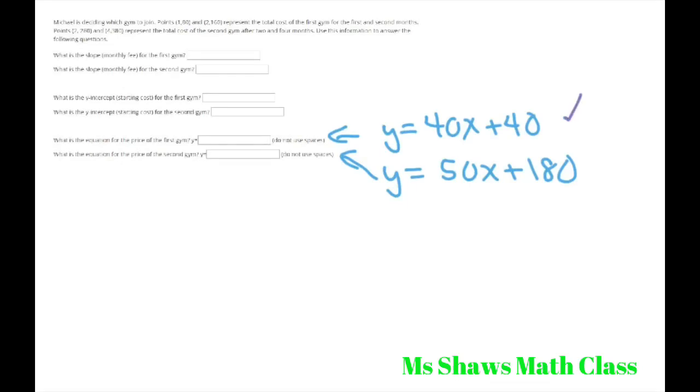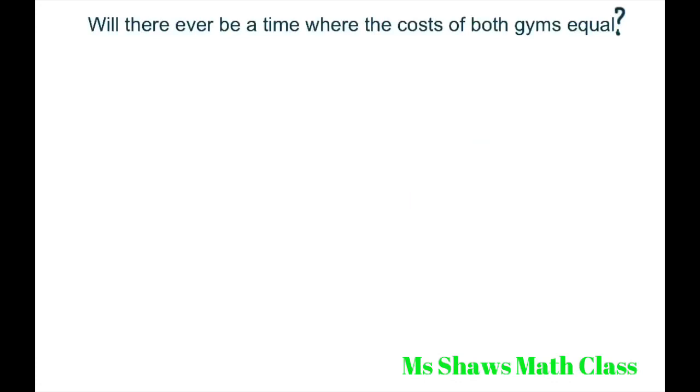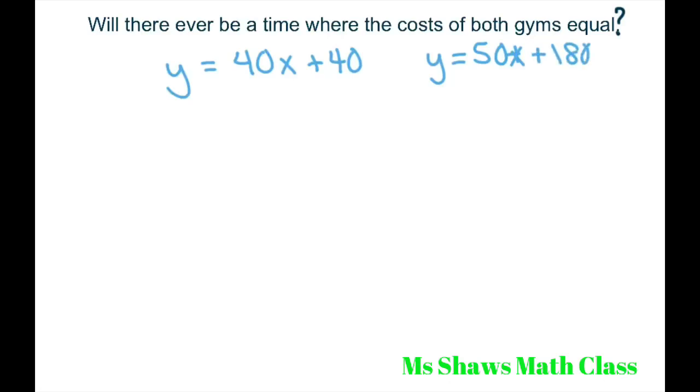Now we have to answer the question, will there ever be a time where the costs are the same? So we set them equal to each other. We have y equals 40x plus 40, and we have y equals 50x plus 180. So if they're ever equal, then we can solve for this. So we have set them equal to each other. I'm going to put this 50x over here, 50x plus 180.